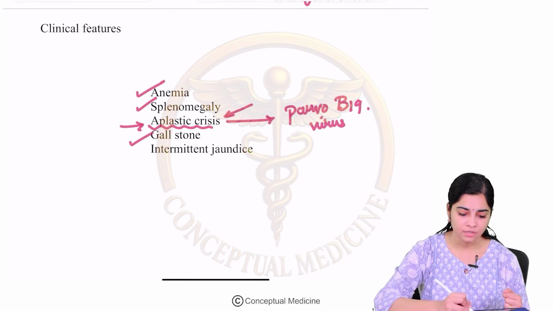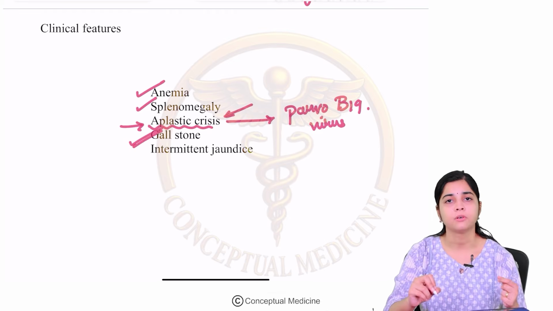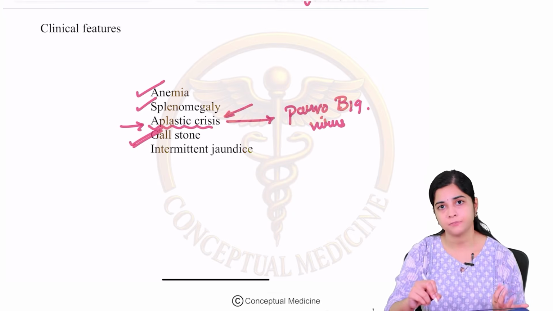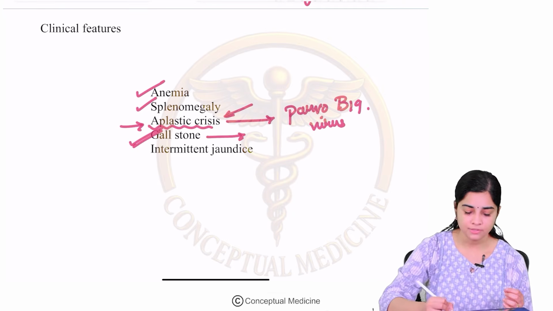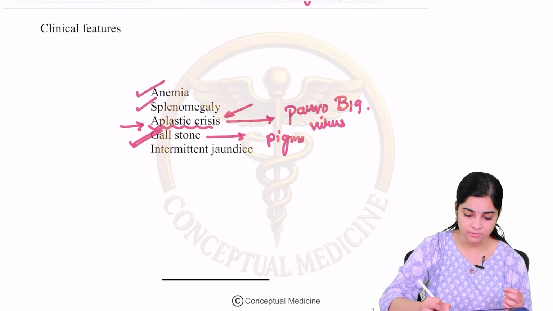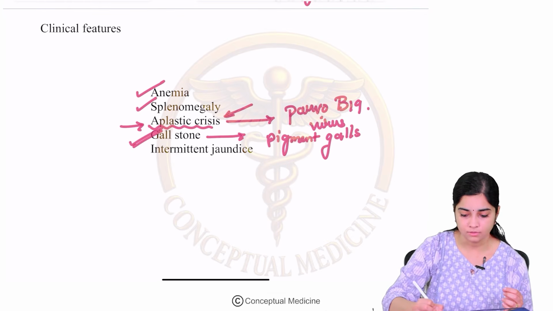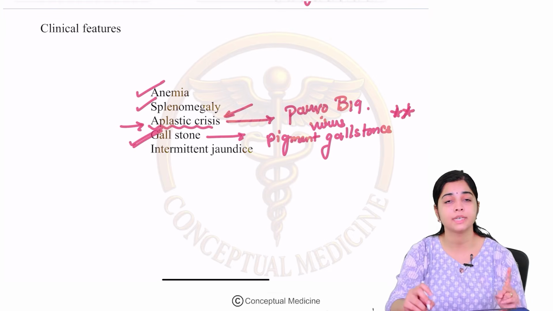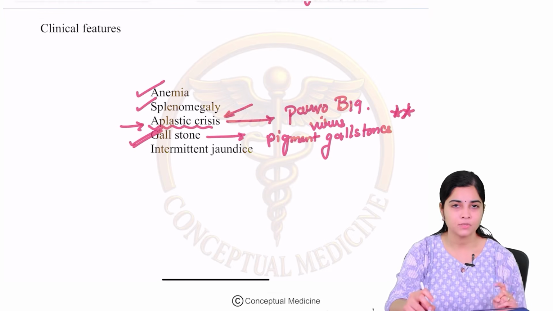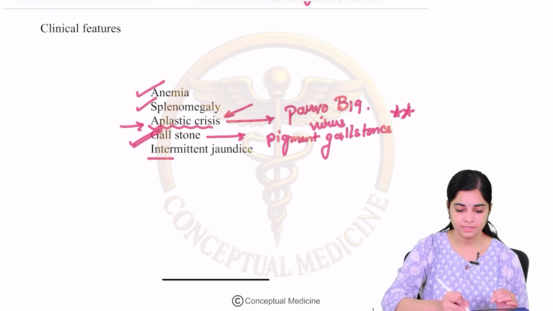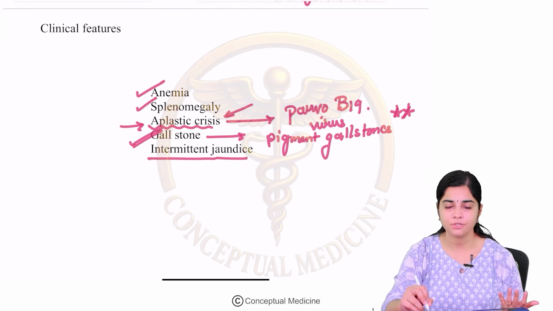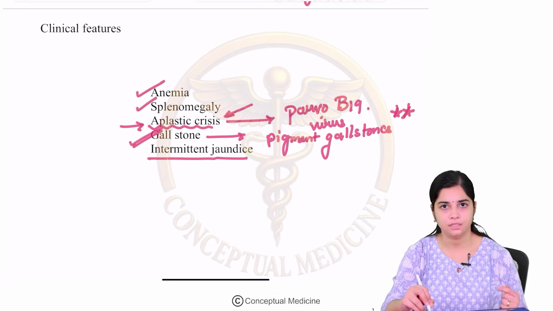Also, they have a predisposition for gallstone formation, predominantly because of extravascular hemolysis. The bile becomes saturated with the excessive amount of indirect bilirubin, resulting in what type of gallstones? It results in pigment gallstones. As you will recollect from your surgery classes, it is a very important characteristic of hemolytic anemias. Whenever they have a hemolytic episode, they can have intermittent jaundice, pigment gallstones, splenomegaly and anemia, right?